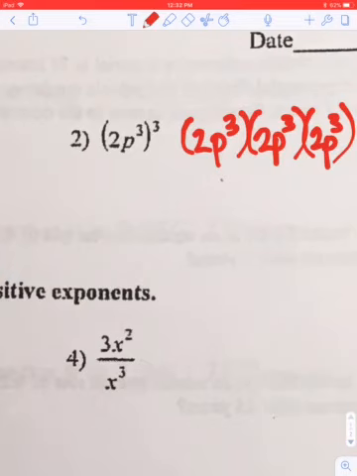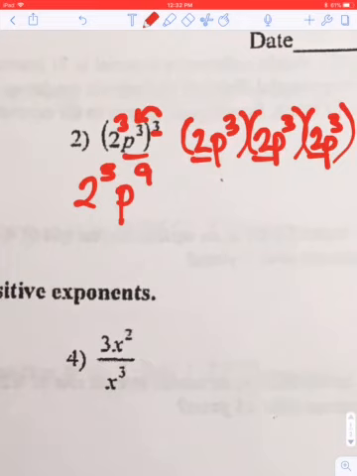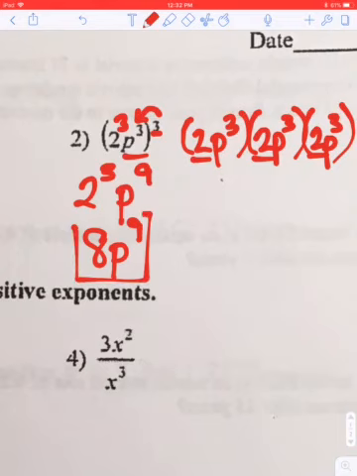But what I can do is think about how I would have 2 to the third power, right? Here's 2, 2, and 2. And I would have p to the third power. So I'm going to be multiplying all my existing exponents by this outer exponent. So I would have 2 to the third, p to the 9th. Now 2 to the third is something that I can do pretty easily. 2 times 2 is 4. 4 times 2 is 8. So the answer that I would have would be 8p to the 9th power.